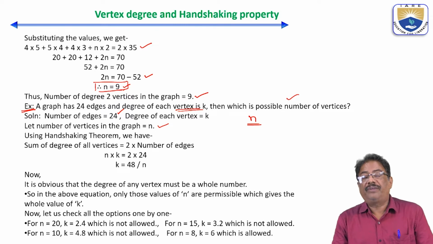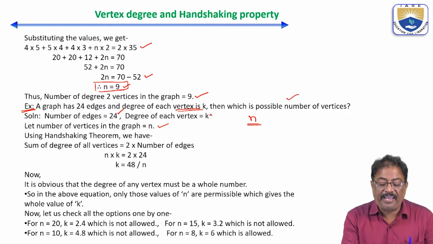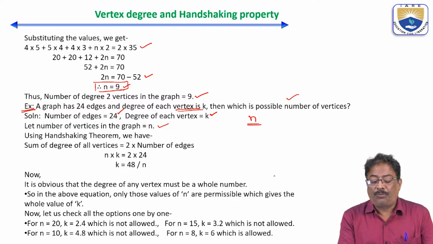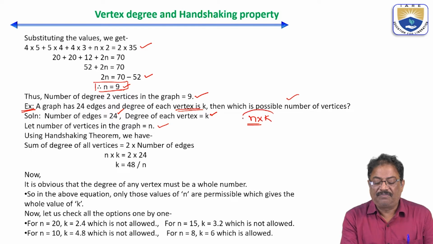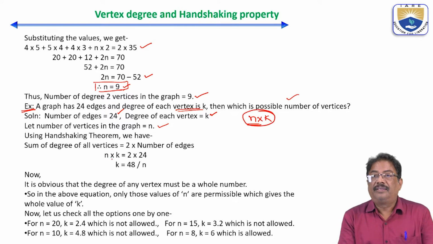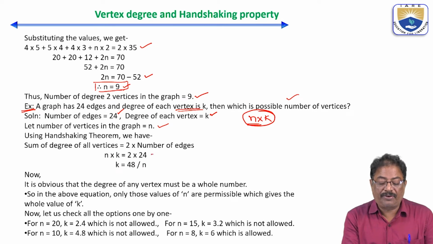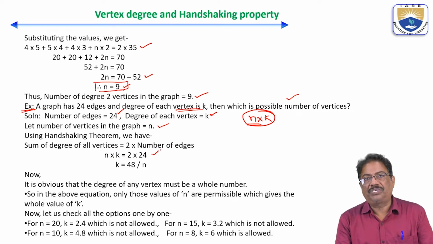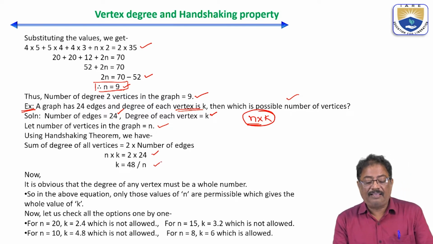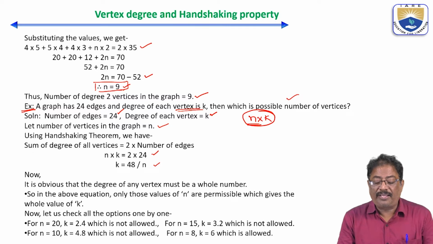Now every vertex degree is k, and there are n vertices. Then what is the total sum of the degrees of vertices? It is n into k, which is equal to 2 into the number of edges by the handshaking property. So it is 2 into 24. Then k is equal to 48 by n.